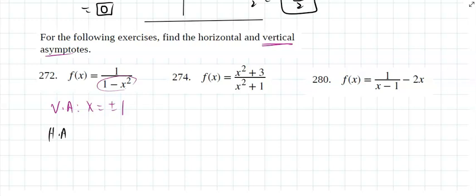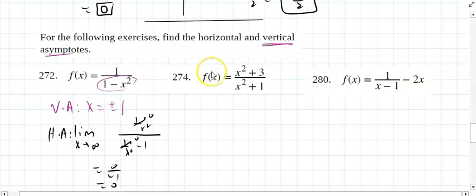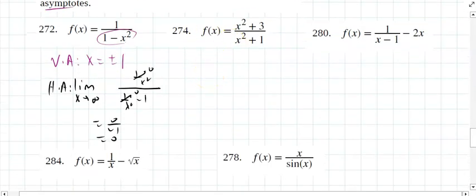Horizontal asymptote, if you remember back in the days, you had to do more work. And here you would divide by the highest power term of the denominator. Any quantity over x will approach 0. And you get 0, and that would be my horizontal asymptote.